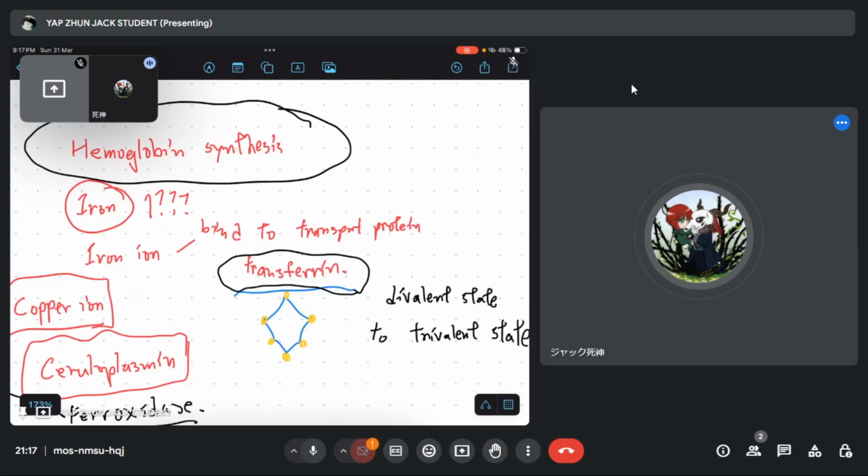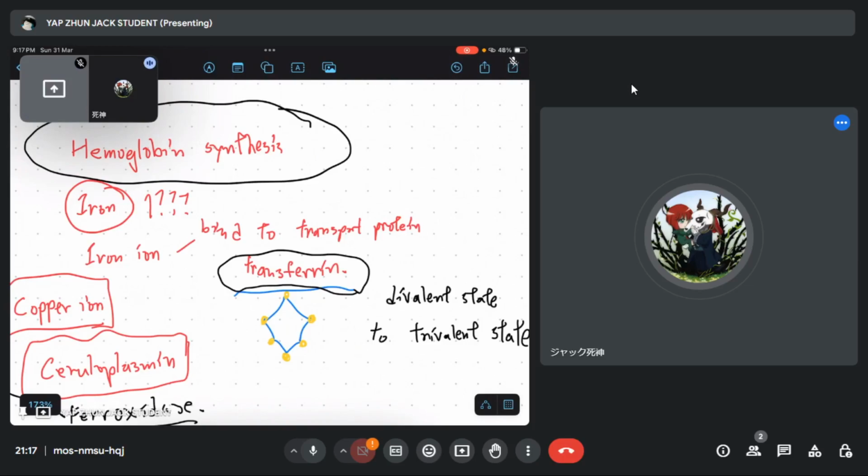Before it is used for hemoglobin synthesis, it should bind to the transport protein because it is transferred first. It's very important because it's the carrier protein to form the hemoglobin. So what's the function of the copper ion in here?